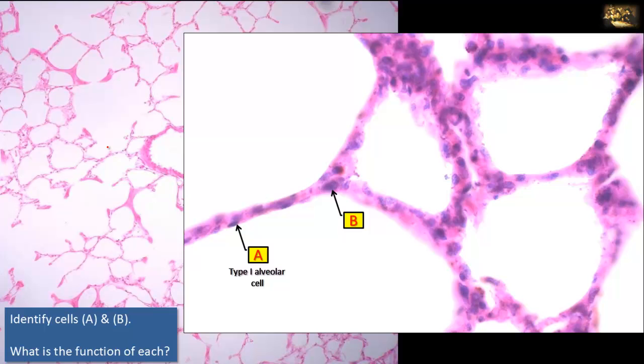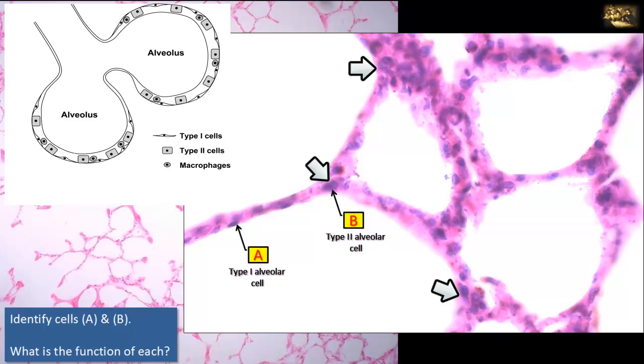The cell B is cuboidal, or at least not as flattened as the type 1 cell. Cell B bulges into the airspace and is especially located at the septal junctions. It's a type 2 alveolar cell. Type 2 alveolar cells are as numerous as type 1 cells, but because of their shape, which is not squamous, they cover only about 5% of the alveolar air surface. These type 2 alveolar cells are precursor cells of type 1 alveolar cells. Hyperplasia of type 2 alveolar cells is a marker of alveolar injury and repair.